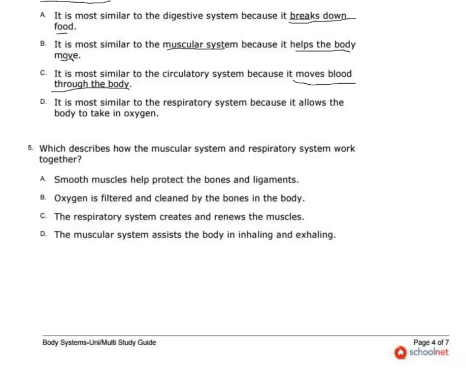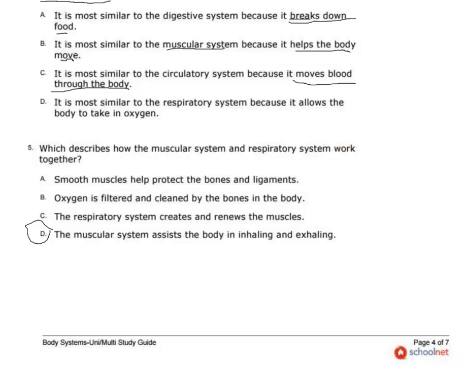You didn't answer. You just raised your hand and got quiet. All right, somebody else. Olivia. D, the muscular system assists the body in inhaling and exhaling. What muscle helps me inhale and exhale? The diaphragm. Good job. Moving on. I think the best answer to that is D. Those other ones don't make sense.